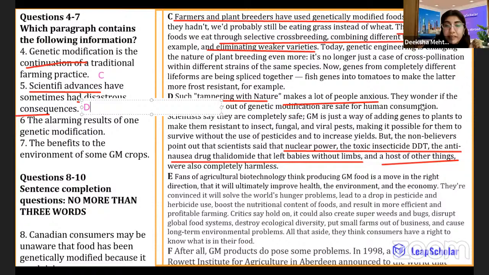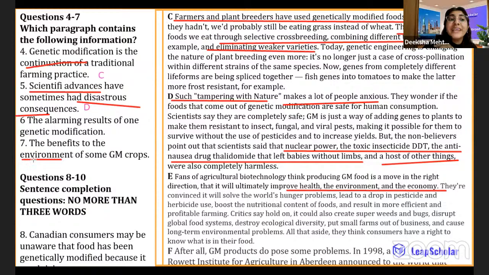Okay, now look at paragraph E. It talks about GM food being a move in the right direction. That means yes, it is talking about the benefits of GM food. It improves health, environment, and economy. Great. So here, number 7 says the benefits of GM food to the environment. Focus on the environment. If you skim through the passage, it is not giving you what benefits GM crops have on the environment. It is just stating in one sentence that it improves the environment. But is it telling you what benefits to the environment there are of some GM crops? No, that means the answers to 6 and 7 are not in this paragraph. So let's move to the next paragraph, paragraph F. Of course, there are more paragraphs, right?